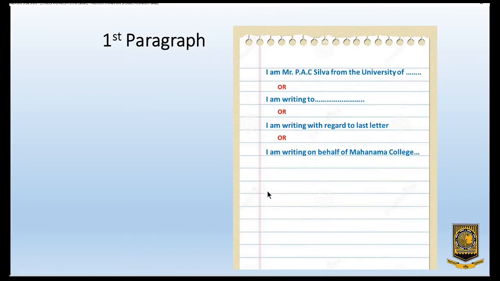The first paragraph. Now children, in the first paragraph, you have to introduce who you are, where you are from, and why you are writing. You can use one of these phrases, only one or two. It depends on what you are writing for. For example, if you are writing on behalf of your university, you can say, I am Mr. P.A. Silva from the University of California. I am writing to get registered for the, like that, you can carry on. Then, I am writing to get details about the, and so on, you can write.